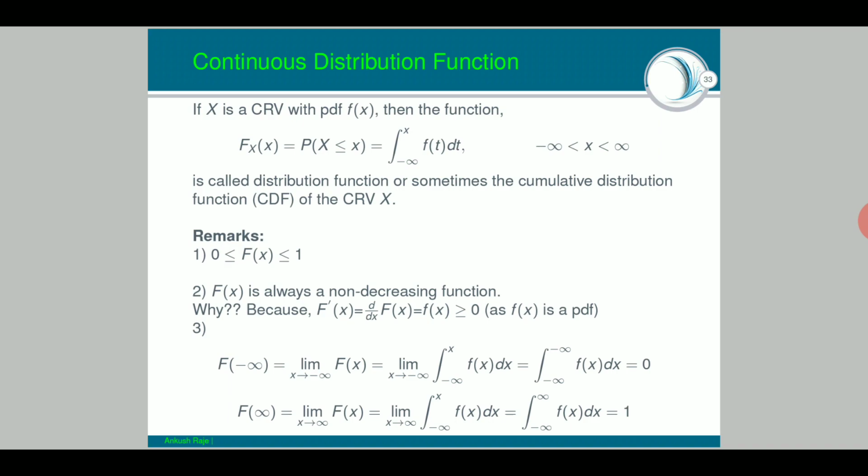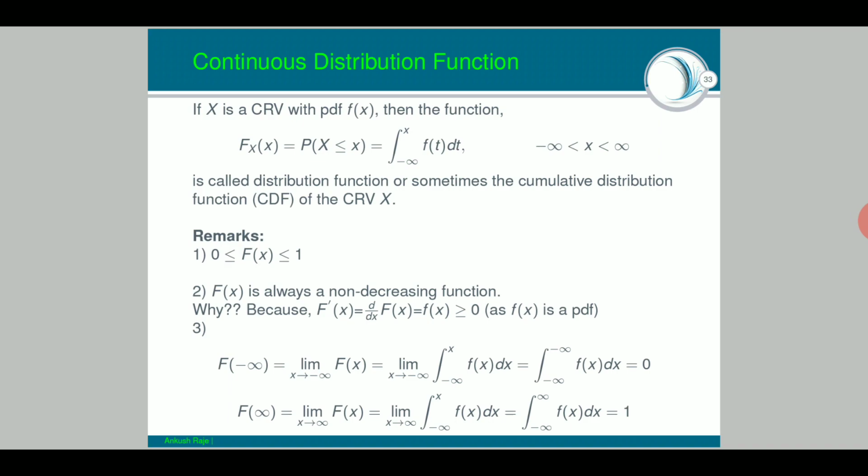There are some remarks which need to be studied. First, as with discrete random variables, 0 is less than or equal to F of x, which is less than or equal to 1. That means the continuous distribution function, or cumulative distribution function, always ranges from 0 to 1.